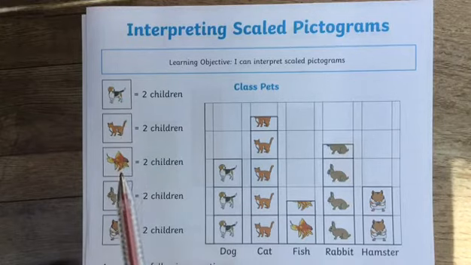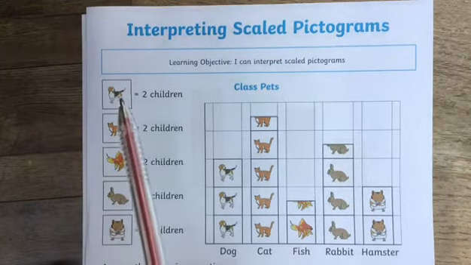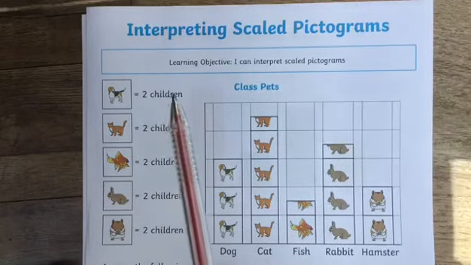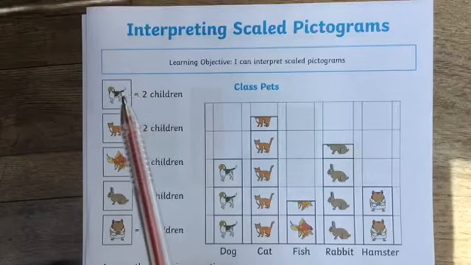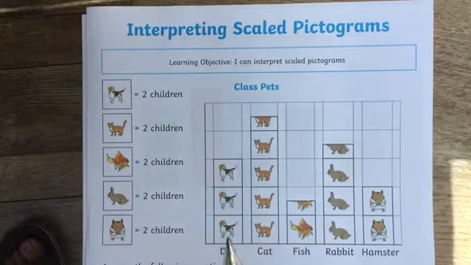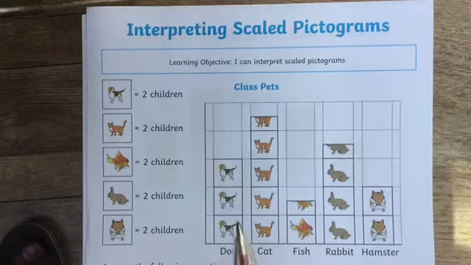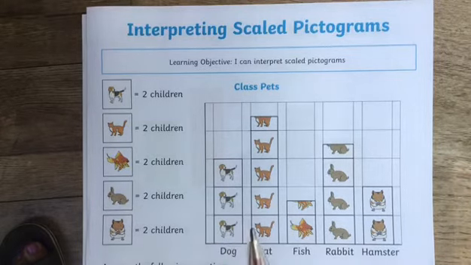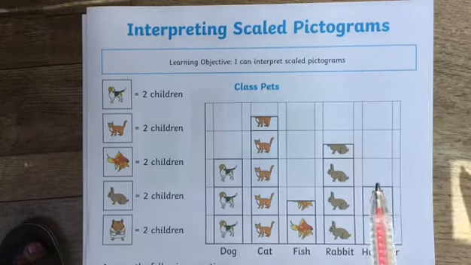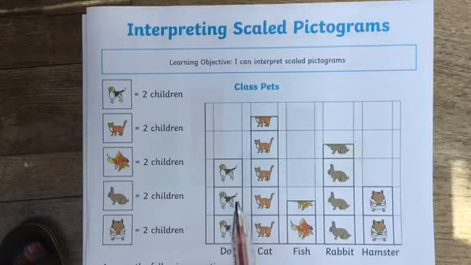We've got the different types of animals, and we're being shown that one picture is worth two votes, or 2 children have chosen this type of animal. So this must be a pictogram showing us favourite class pets, or the class pets that most children own. So let's take a look and see what else we can find out. If we look at the pictogram, we can see that we've got each one of those animals here in a bar, looking like a bar chart almost, but it's made up of pictures.